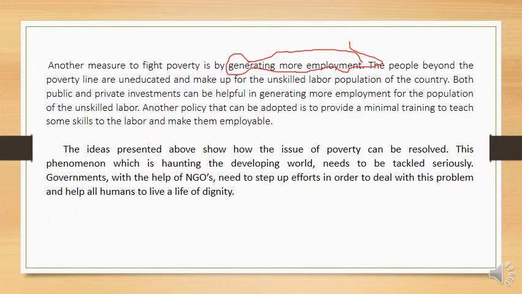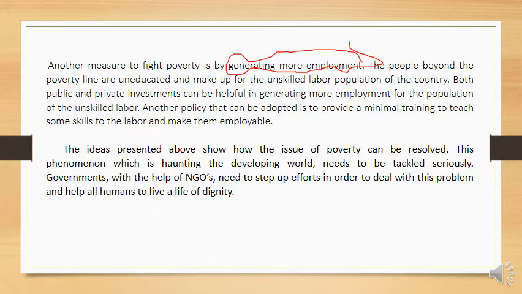What do we mean first by generating more employment? We mean that we have to make more available jobs, more available, let's say, work for these people in order to allow them work and get money. So the people beyond the line of poverty, who are very poor, they are uneducated. They have never went to any school, and they are unskilled. They do not know how to do anything.